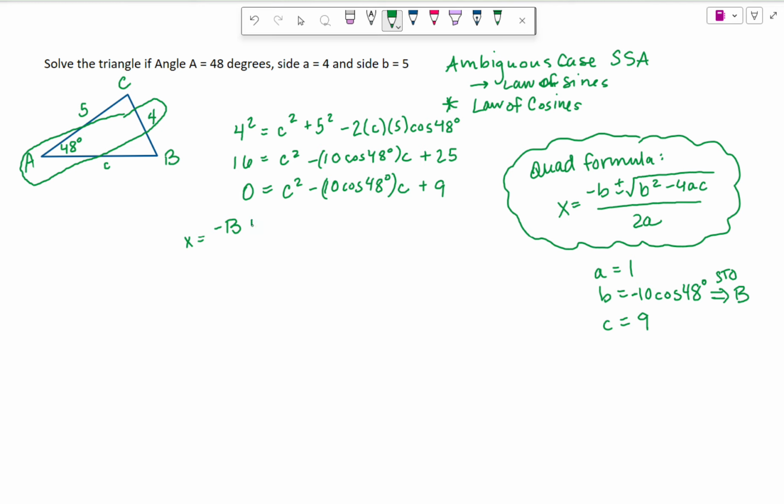Plus or minus the square root, and then B squared minus 4AC. For those I'll just use 1 and 9, all over 2A. All right, so I get negative.